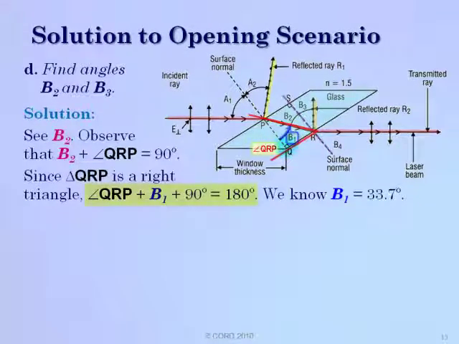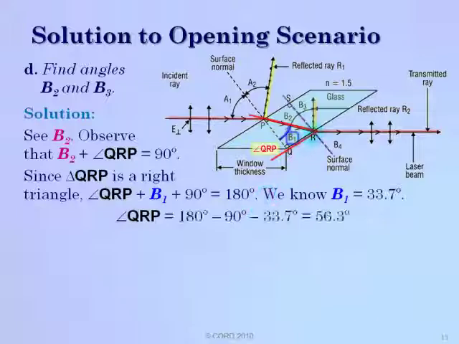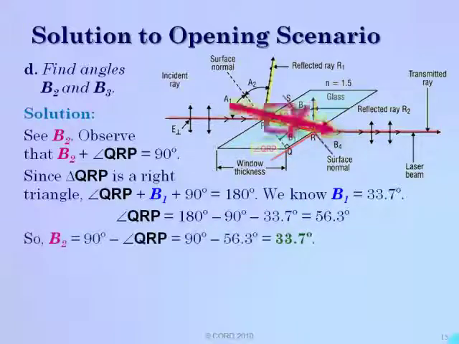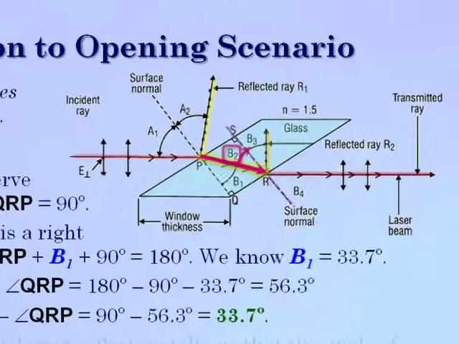So now, if this is a right triangle, and we know B1, and we know this is 90 degrees, then we can calculate the third angle, QRP. That'll be 180 minus 90 minus 33.7 equals 56.3 degrees. So angle QRP is 56.3 degrees. All right, so now if we know angle QRP, we should be able to calculate B2, because B2 is equal to 90 minus QRP, or in this case, 33.7 degrees.